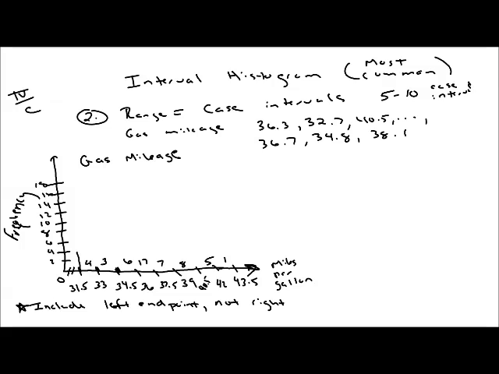Now the bars are touching. This is quantitative data. Categorical data is when the bars do not touch. Those are those bar graphs. That's not this here. Sometimes I put those numbers above there just to remind me how many I have. You don't have to. That's just a personal preference.